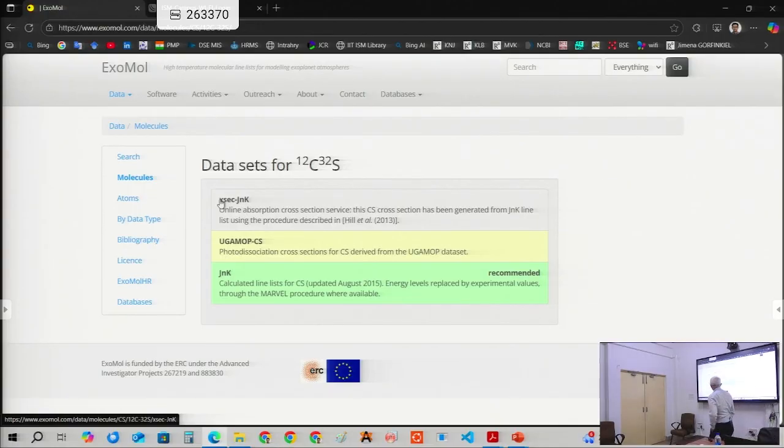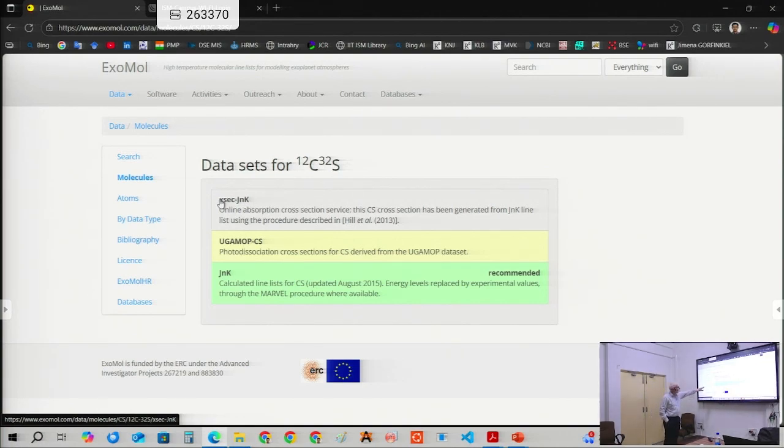You get various options here. There's actually cross sections, which are not the line list, but then you get two types of line lists: a photo dissociation line list from another group, actually from UGAMOP, which stood for University of Georgia Atomic and Molecular Opacities. It's a project which is not running anymore, but they had quite a lot of interesting historic data, so we captured it for our website.